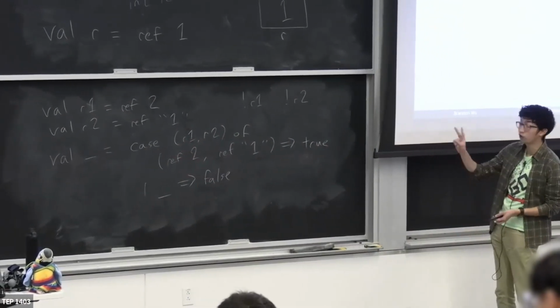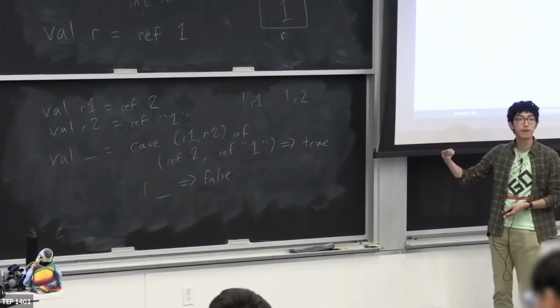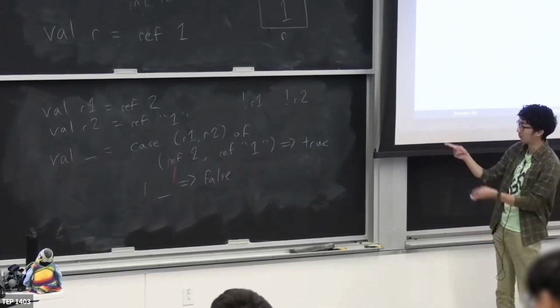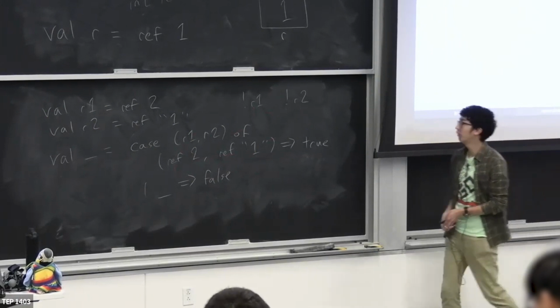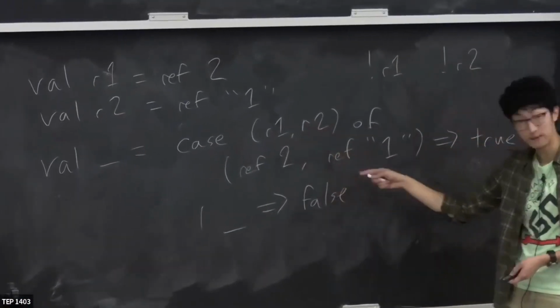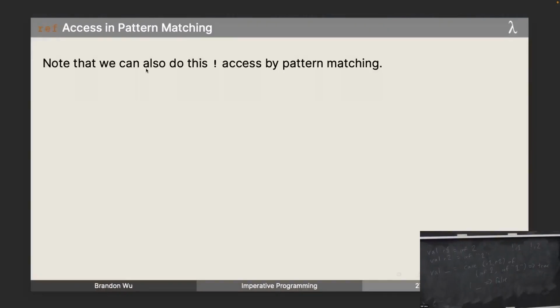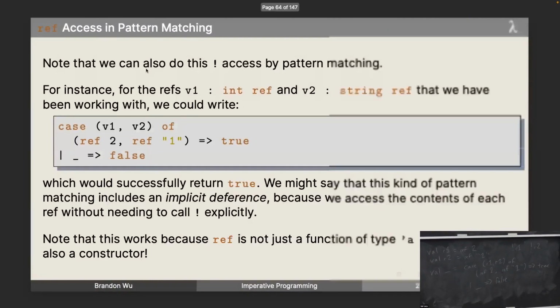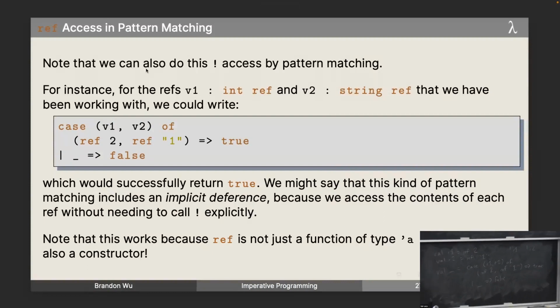It's worth noting that there are two ways to access what's inside of a ref. We can pattern match or we can do the bang operator. Equivalently, we could have cased on bang of R1 comma bang of R2 and then removed these refs, if you can see that. Just something worth noting. All right, cool. So ref is a constructor.